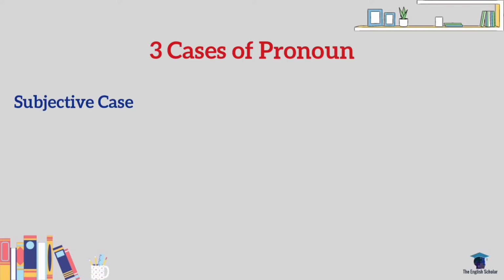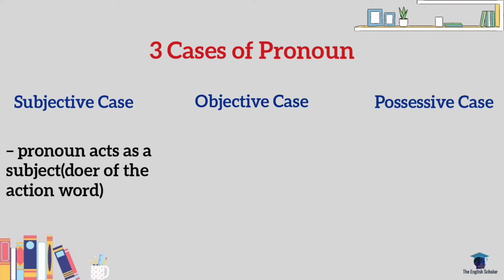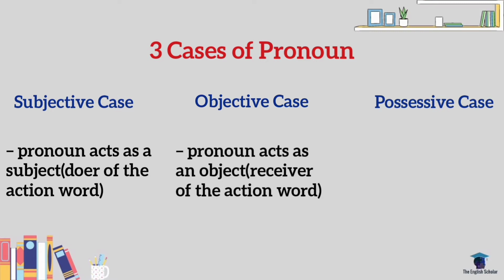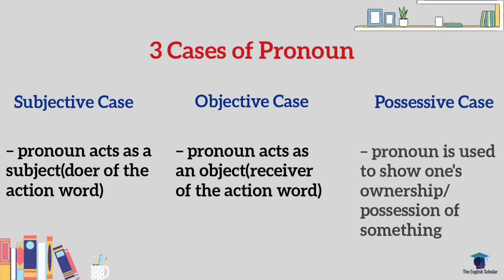1. Subjective case, 2. Objective case, and 3. Possessive case. Subjective case occurs when a pronoun acts as the subject in a sentence or clause, meaning the pronoun is the doer of the action word, or in short, the pronoun is being talked about in that sentence. Objective case occurs when a pronoun acts as the receiver of the action word being done by the subject. And possessive case occurs when a pronoun is used to show possession or ownership of something.